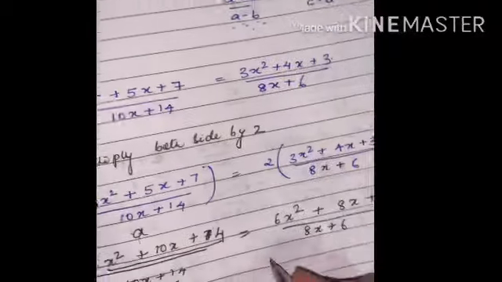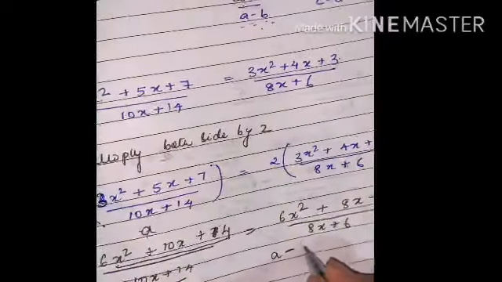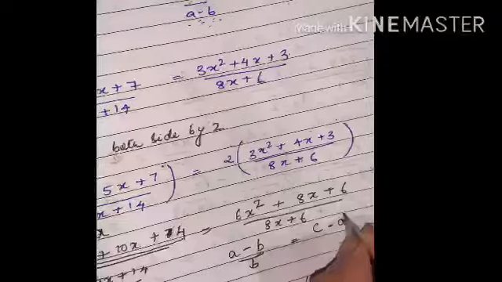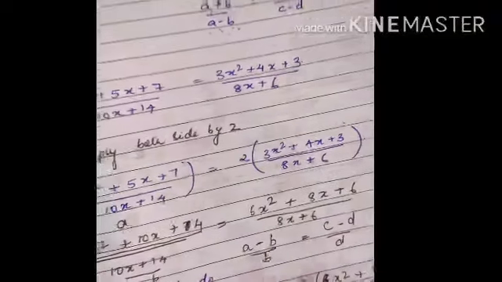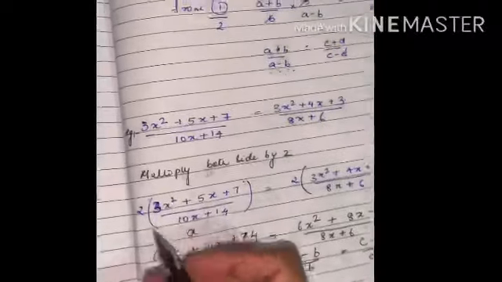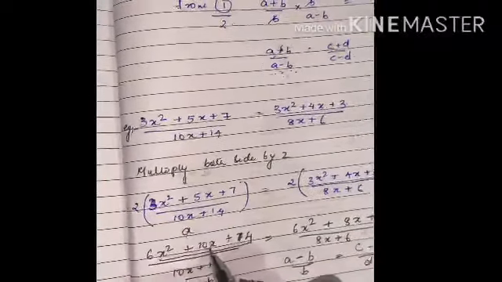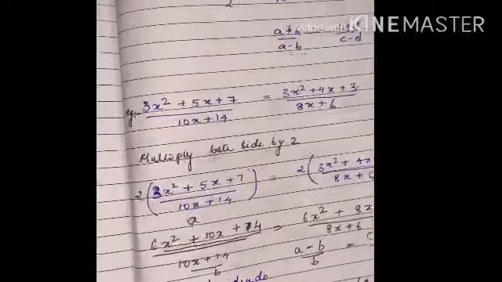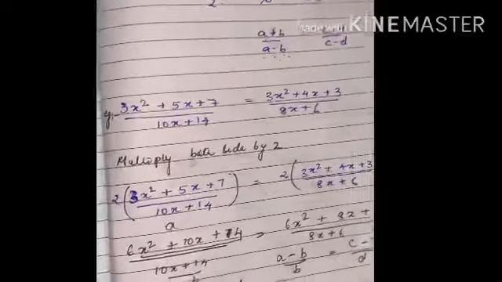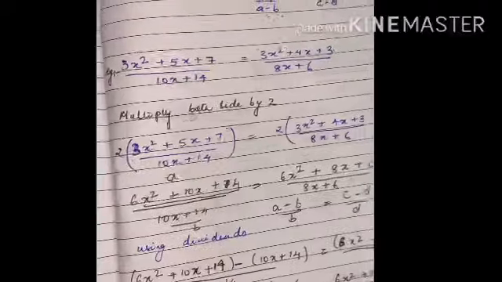So what is the formula for dividendo? a minus b by b equal to c minus d by d. Dividendo means minus. Isn't it, dear children? So by using dividendo, a is this: (6x square plus 10x plus 14 minus 10x plus 14), keep it in bracket, divided by 10x plus 14.